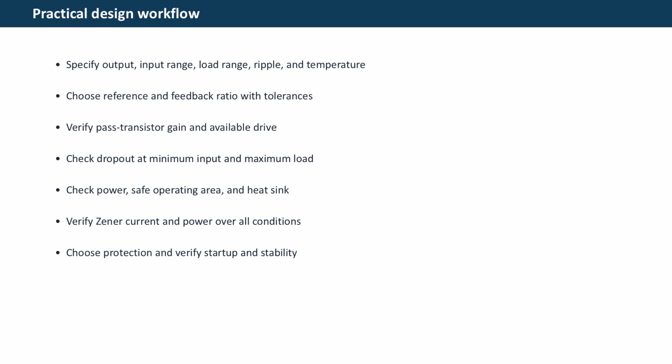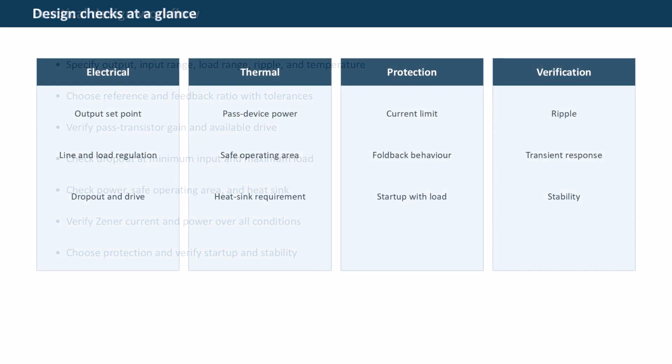Work systematically through voltage setting, drive capability, headroom, thermal stress, reference current, protection, stability, and transient response. This checklist groups the final verification tasks: electrical performance, thermal safety, overload protection, and dynamic behavior must all be satisfactory before the circuit is committed to hardware.